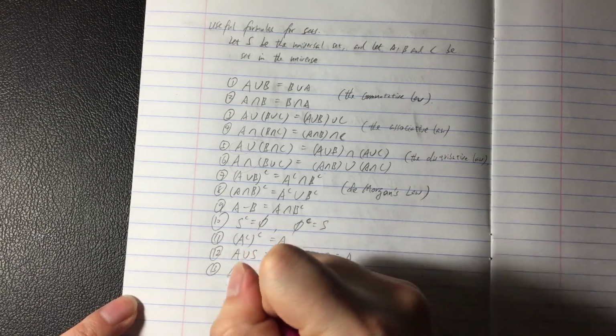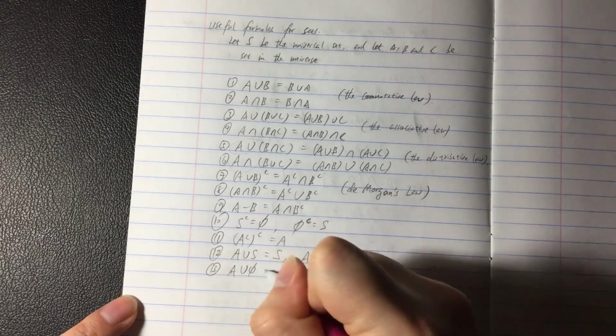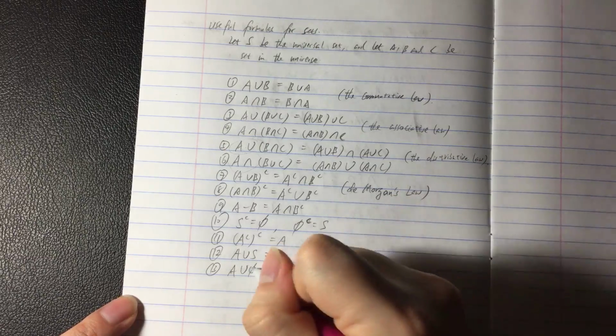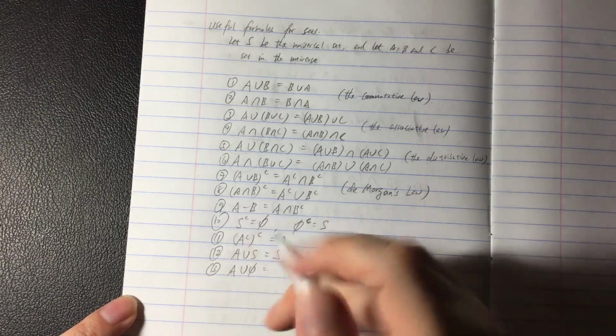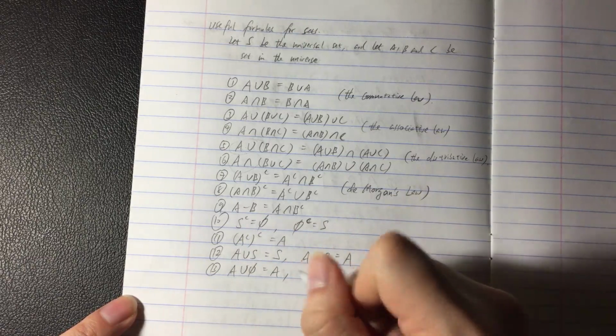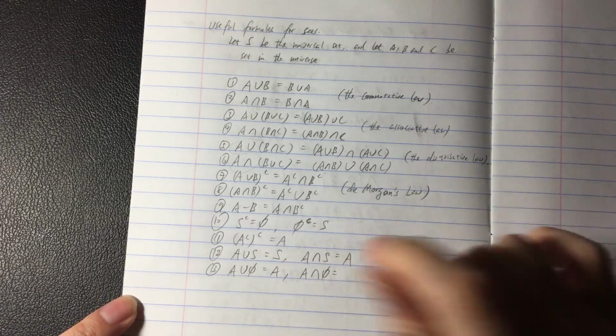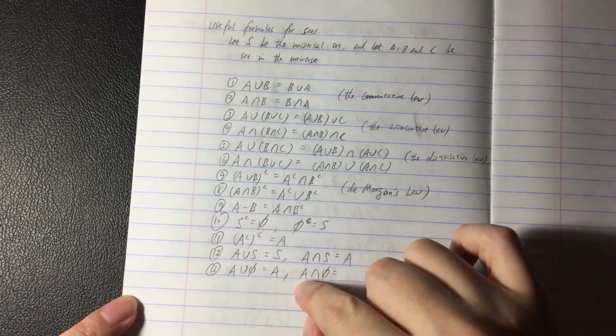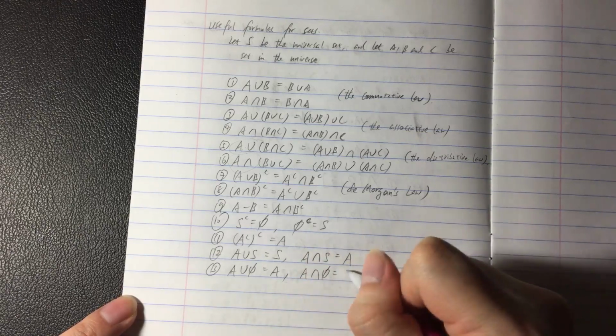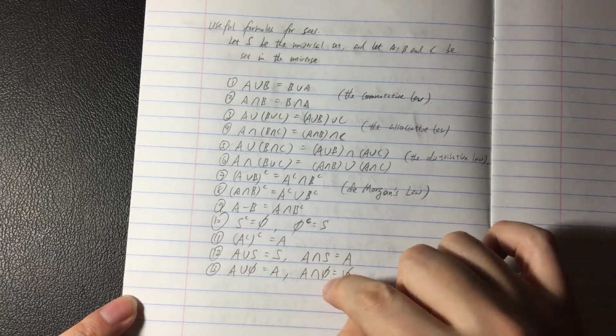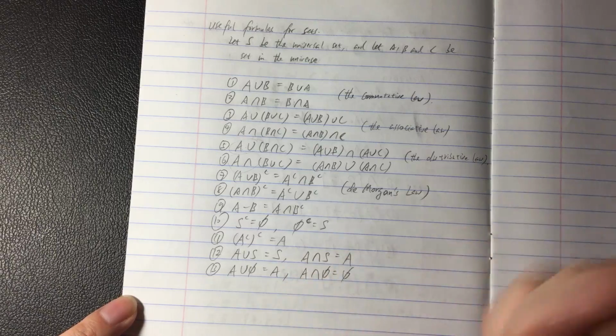Next, A union the empty set. If I combine set A and the empty set together, I get set A. A intersection the empty set. What's common in set A and the empty set is the empty set, because this has nothing. So what's common in both sets is nothing.